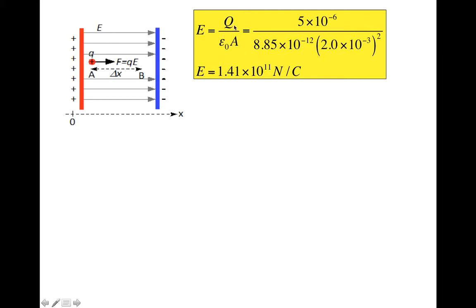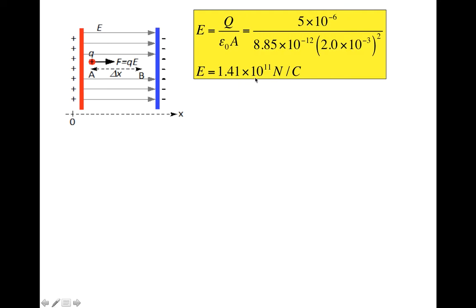So to find the electric field, all you have to do is Q over epsilon 0 A, and Q is in microcoulombs, 5, you have to multiply by 10 to the minus 6, so that you convert it to coulombs, and epsilon 0 is known, and the area is 2 millimeters, so you have to convert it to meters and square that.